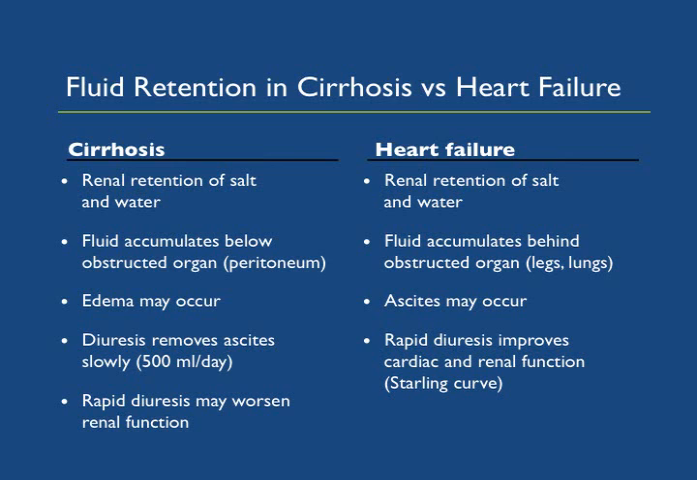In cirrhosis, diuresis removes ascites slowly, a maximum of 500 milliliters a day, and rapid diuresis, to try to get more fluid off than this, may worsen renal function and cause no success. On the other hand, in heart failure, rapid diuresis improves cardiac and renal function by moving the patient back up the Starling curve and is a mark of success.